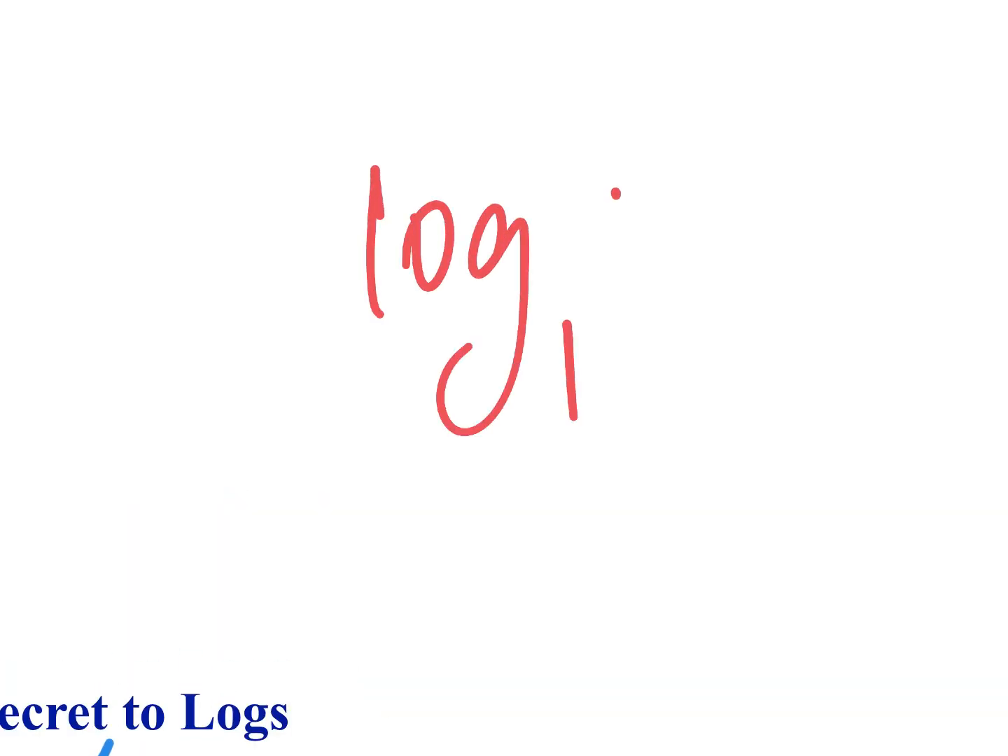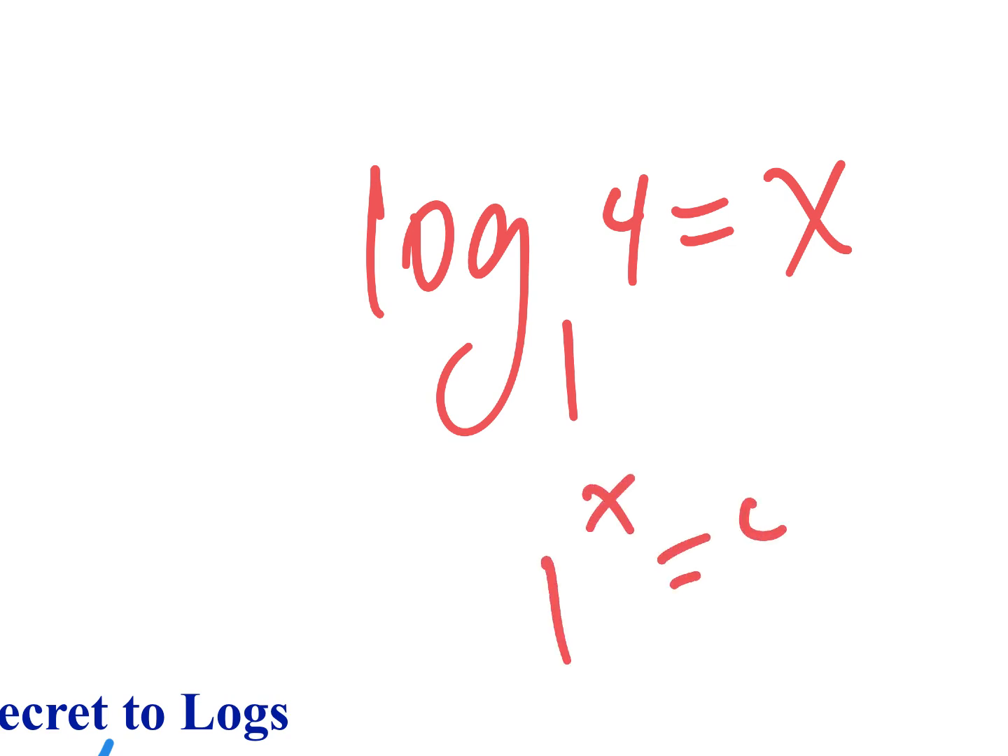Log base 1 of 4 equals x. Just imagine we could do that. Okay? Now it means 1 to the x is equal to 4. How are you going to do that? 1 to the what power would equal 4? Feels like you should be able to do that, but you can't.